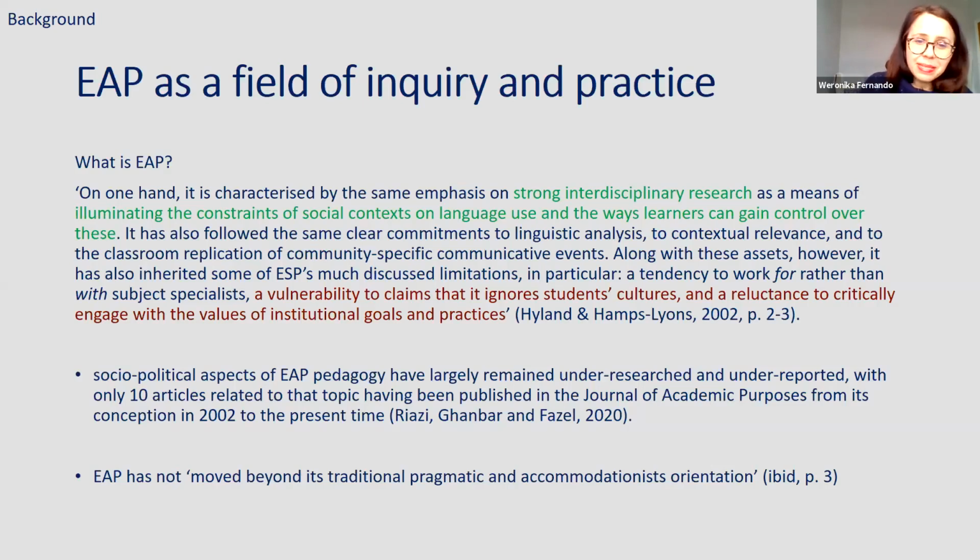that there is, in their own words, as you can see on the slide, a certain vulnerability in our discipline, as it seems to ignore students' cultures. There is a certain reluctance towards criticality, to critically engaging with the values of institutional goals and practices. So right from the beginning there is this divide between the very pragmatic focus and the focus on issues that are so central to academic education. That was acknowledged right from the beginning in that journal, and is also very strongly acknowledged in our field.